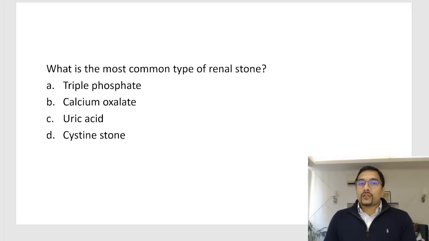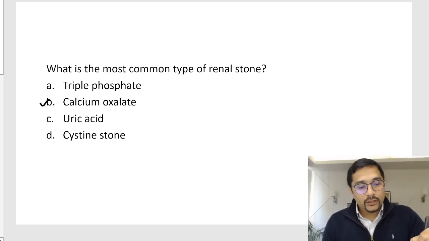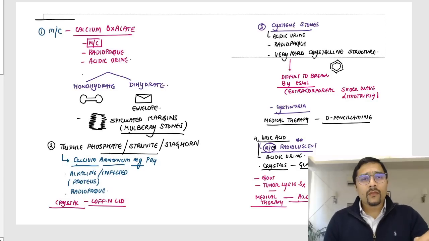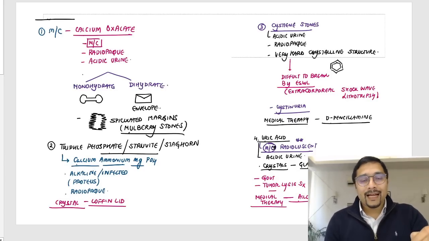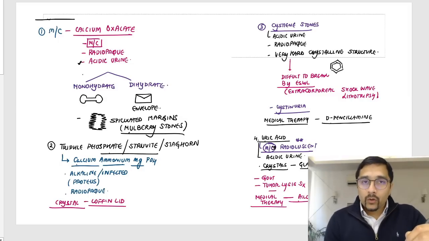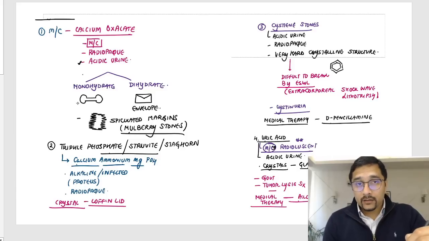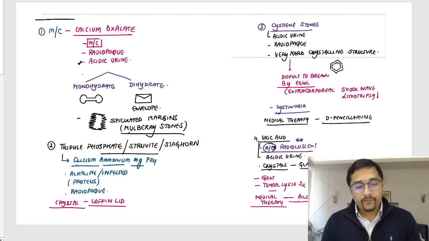Invariably, there is one question from renal stones. In the last 3 FMG exams, renal stone questions have been very common, so you should know about renal stones. The most common type of renal stones are calcium oxalate stones. They are radiopaque and they are found in acidic urine. Calcium oxalate monohydrate stones are very hard stones. We also call them dumbbell-shaped crystals.